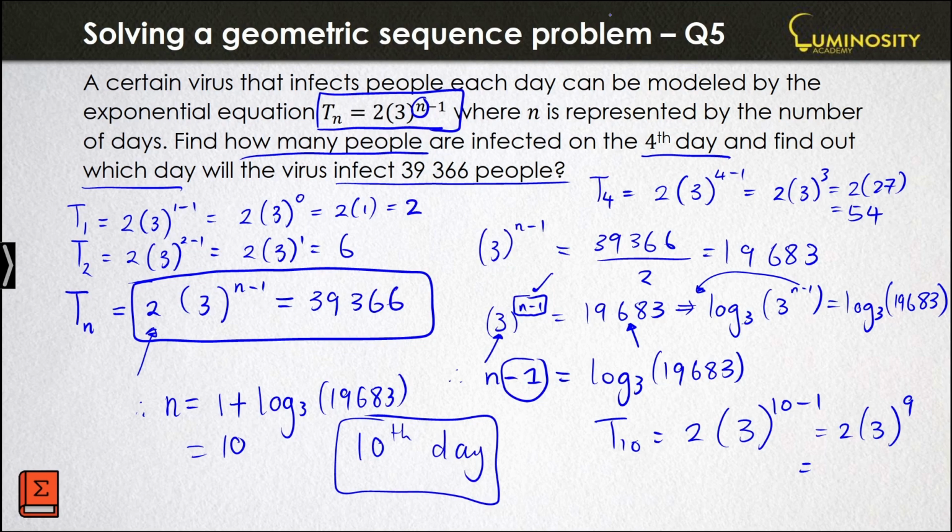Now look how fast that virus is growing. Already on the 10th day, not even halfway through a calendar month, and this virus has almost infected 40,000 people, just after 10 days. So that's why when you hear on the news that viruses grow at an exponential rate, this is what is happening. This is the formula that they are using to give you the output of those numbers every day of the people that are infected.